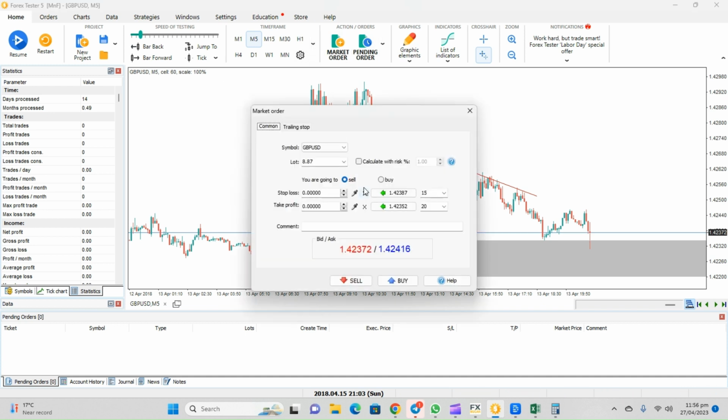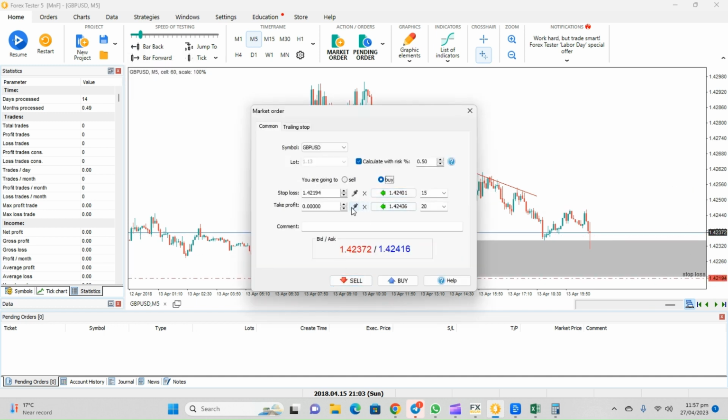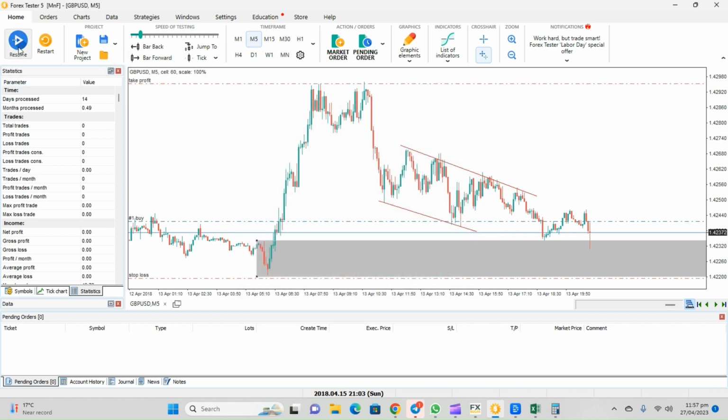So we come here, market, and then you can click here, choose whatever risk you want to be risking on a particular trade. For us, we'll go with 0.5% right here. And then in this case, we are buying. Then you bring this here, you choose where your stop loss is going to be. Then right here, where your target is going to be. And then just place buy at the current price.